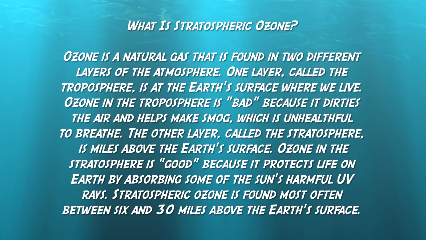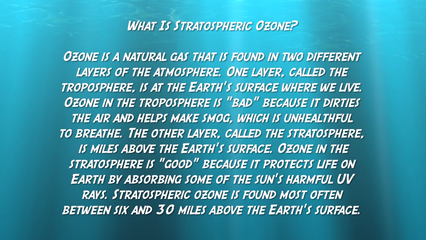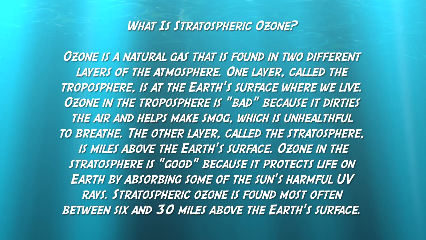What is stratospheric ozone? Ozone is a natural gas that is found in two different layers of the atmosphere. One layer is called the troposphere. It's at the Earth's surface where we live. Ozone in the troposphere is bad because it dirties the air and helps make smog, which is unhealthful to breathe. The other layer, called the stratosphere, is miles above the Earth's surface. Ozone in the stratosphere is good because it protects life on Earth by absorbing some of the sun's harmful UV rays. Stratospheric ozone is found most often between 6 and 30 miles above the Earth's surface.